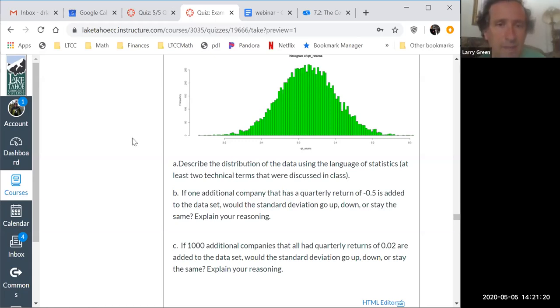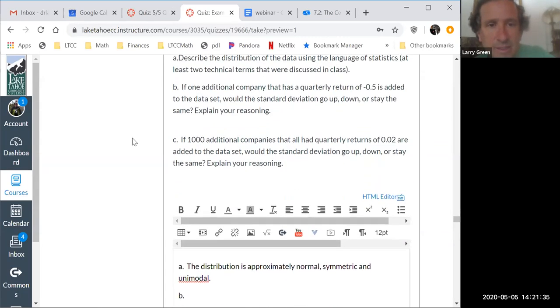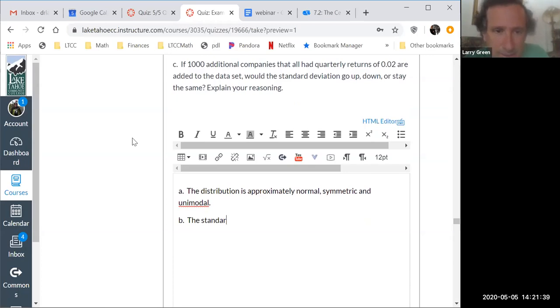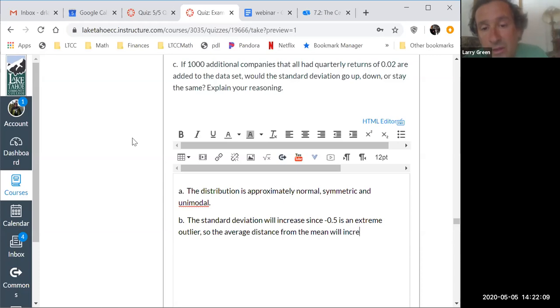Yeah, it's going to go up because now we're adding a number with a very large distance. If you have a bunch of numbers that are all small, and then you add a number like 1,000, guess what? The average goes up. And that's what the standard deviation is. So B: the standard deviation will go up, will increase, since negative 0.5 is an extreme outlier, so the average distance from the mean will increase. Any questions on that?